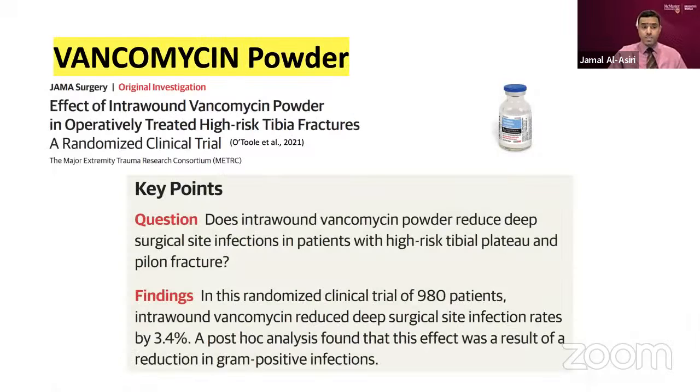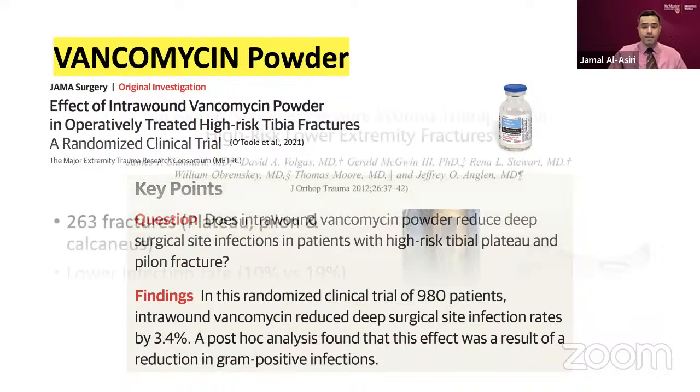This study was published recently in JAMA Surgery in 2021, with their conclusion in this randomized controlled trial of 980 patients that intra-wound vancomycin reduced the deep surgical site infection rate by 3.4%, and a post-hoc analysis found that the effect was the result of a reduction of gram-positive infection mainly.